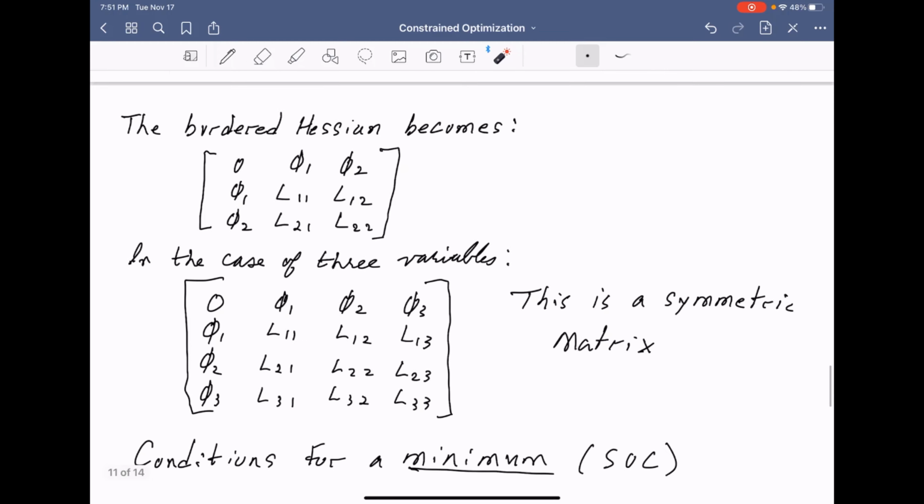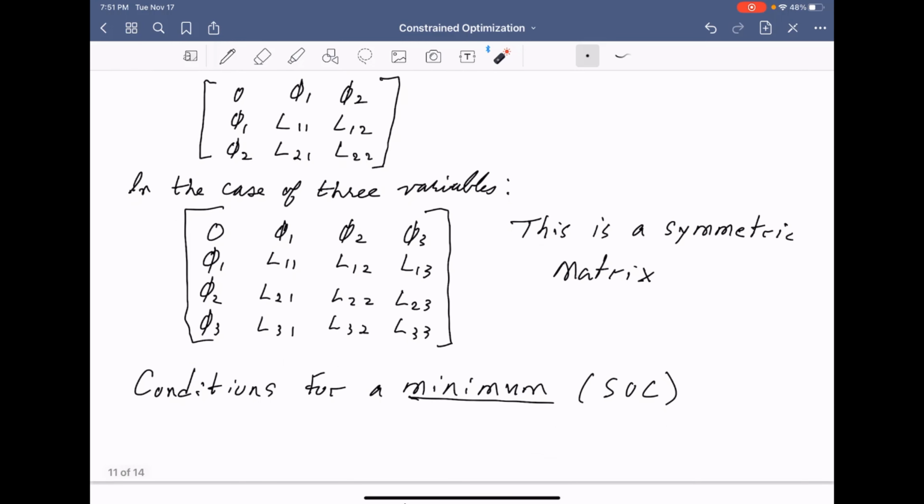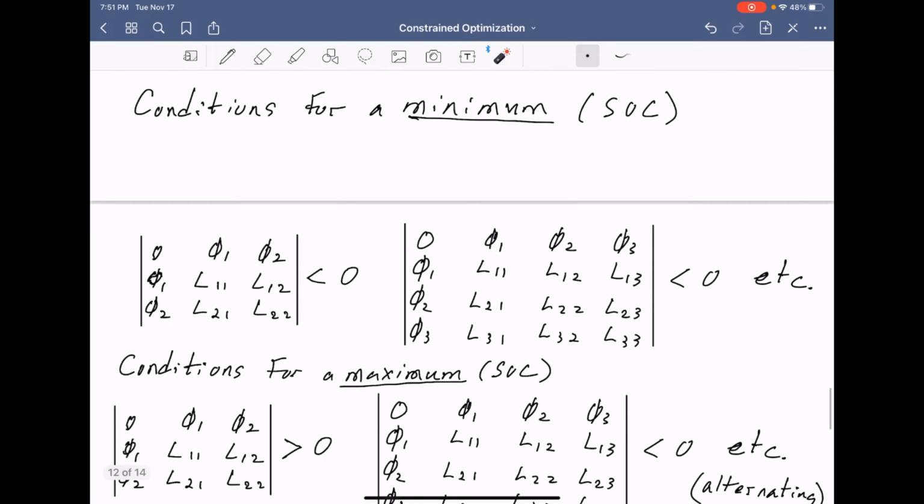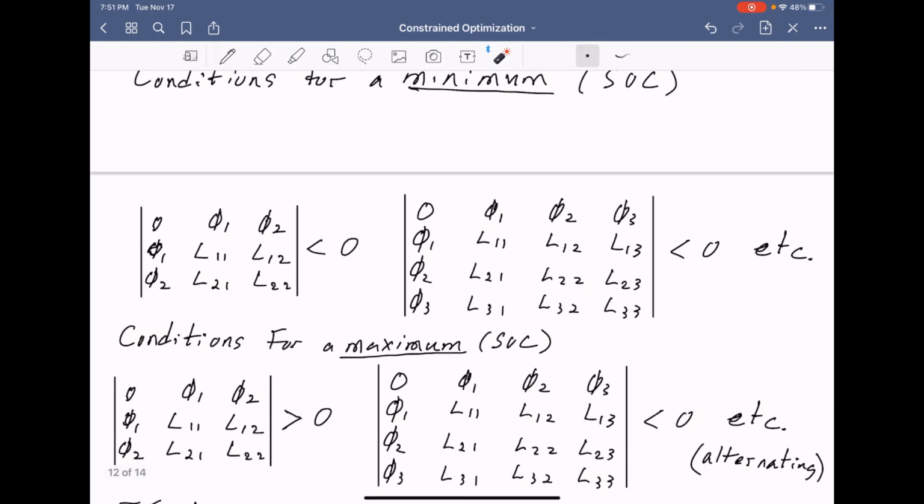In the case of three variables, it would look like this. All right, the bordered Hessian would look like this, and this is a symmetric matrix. So in other words, L13 is equal to L31. So the second order conditions for a minimum are that the first principal minor, and notice that we have a 3 by 3 matrix and we're taking the determinant of it, is less than 0. The full matrix, the determinant of the full matrix, is less than 0. And if we had more variables, they would all be less than 0.